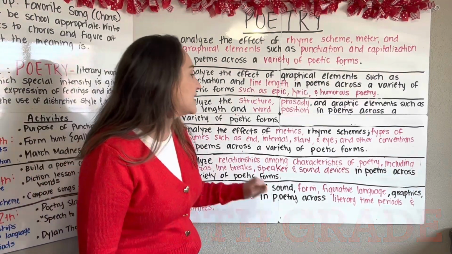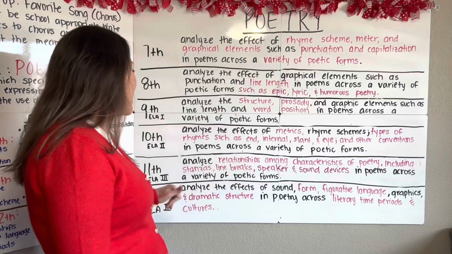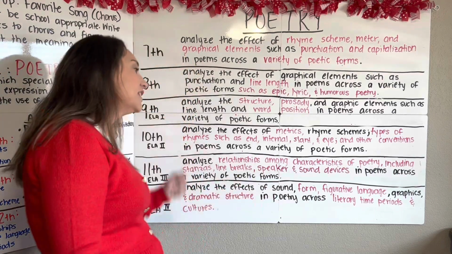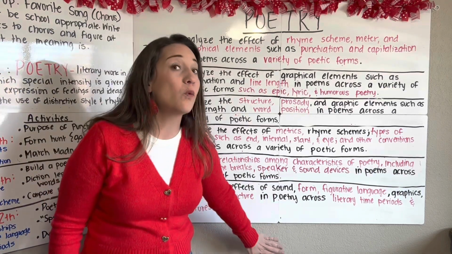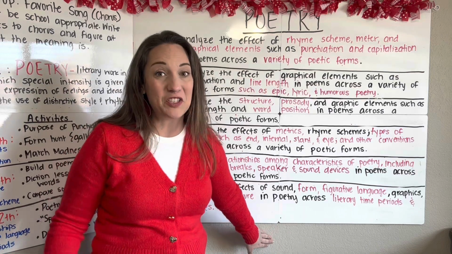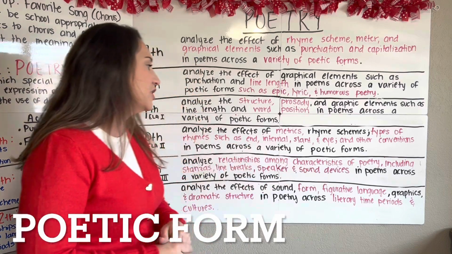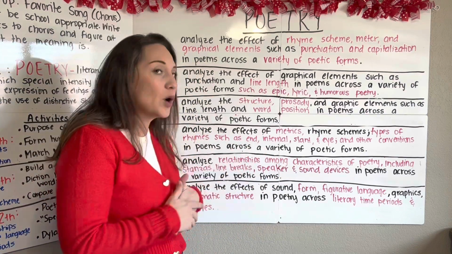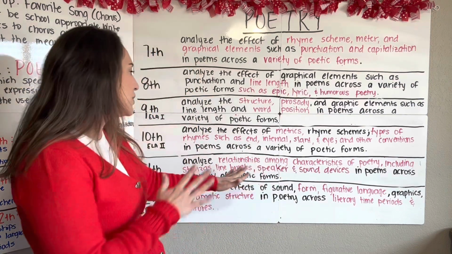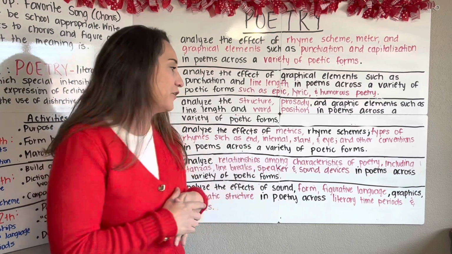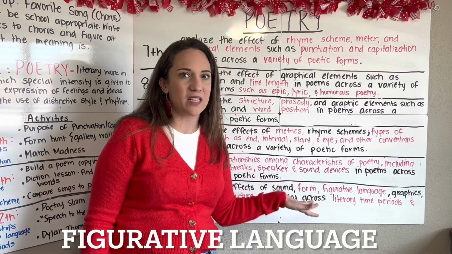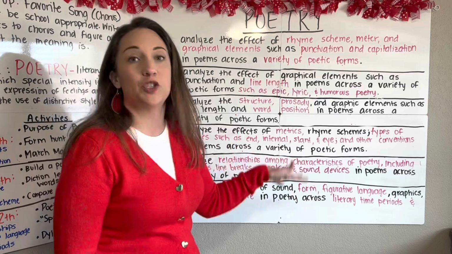Analyze the effects of sound, form, figurative language, graphics, and dramatic structure in poetry across literary time periods and cultures. For once on a standard, 12th grade does have to introduce new information. We're going to look at the effects of sound, right, from the previous year. This time we're going to add on form specifically. It kind of goes into structure, a little bit different. You can dig into some of the heavy hitter stuff figurative language wise once you get to 12th grade.